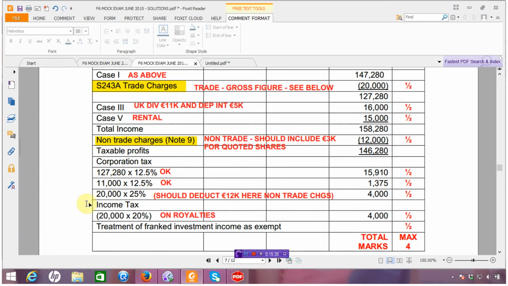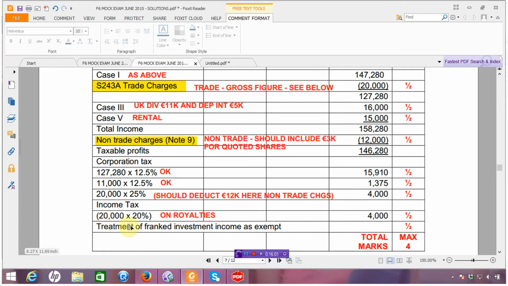Watch this area here of the CT comp. Particularly when you have, say, non-trade charges, if they had been used, it's easy to make a mistake on the rates. Okay, we note that the UK dividend interest has been taxed at 12.5. Remember, it's less than 5%, so that has to be 12.5 rather than 25. And obviously, note my comment about the non-trade charges, which should have been a deduction in my view.